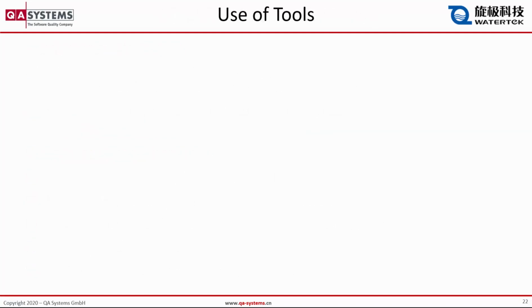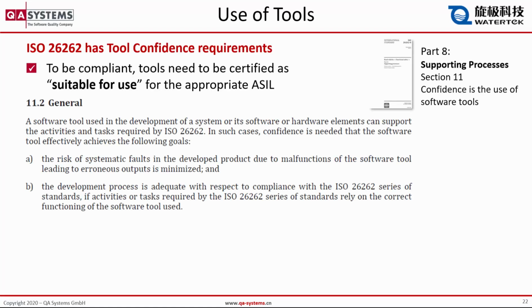It's very common for people doing testing to use tools. The ISO 26262 standard in Part 8 has a section called Supporting Processes, Section 11, Confidence in the Use of Software Tools. Their principal purpose is to demonstrate that the tool is suitable for use. So to be compliant with the standard, the tools you use need to be certified as suitable for use at the appropriate ASIL.